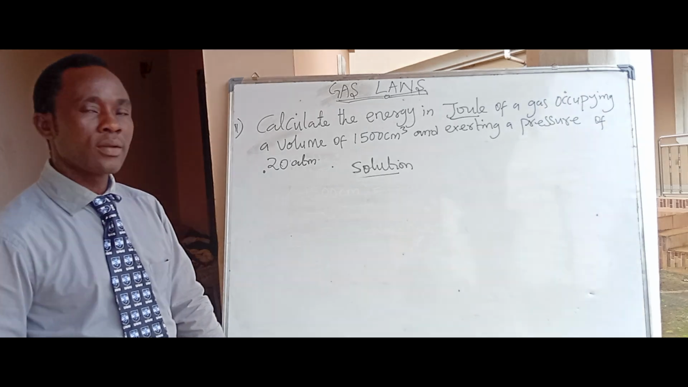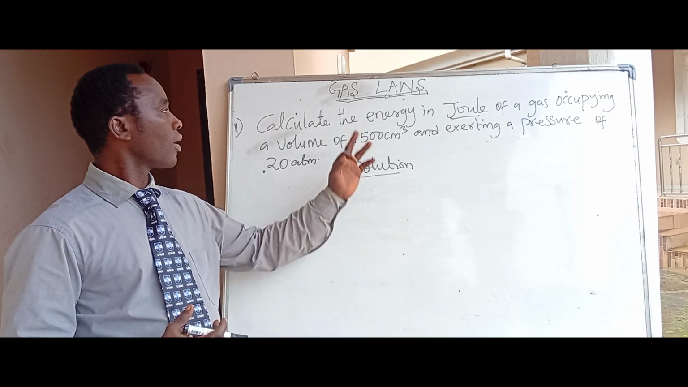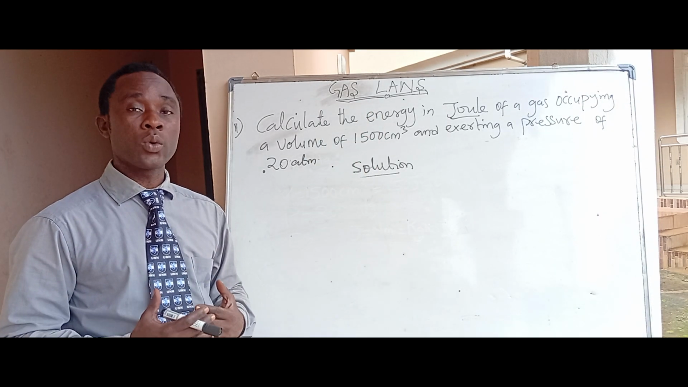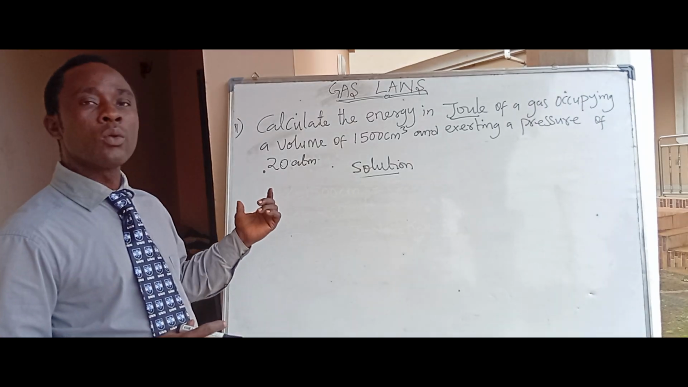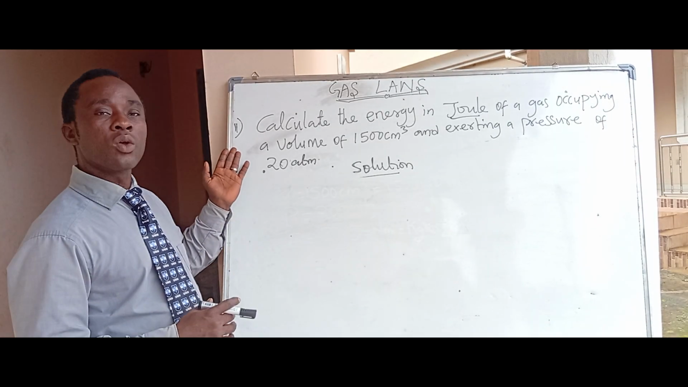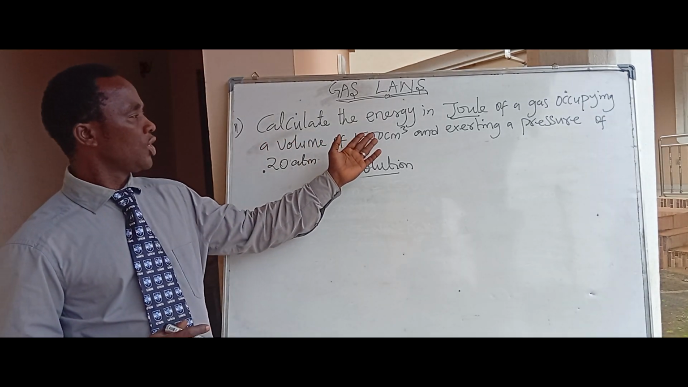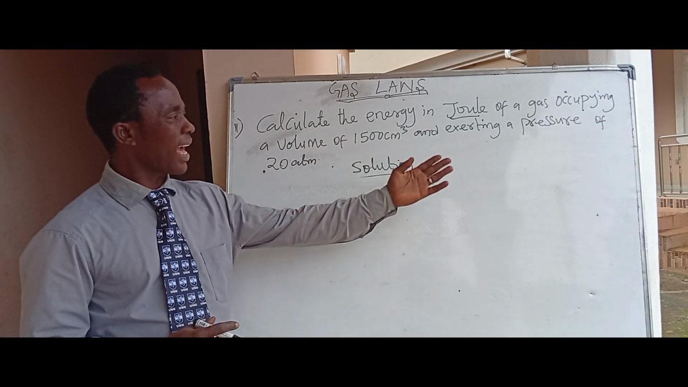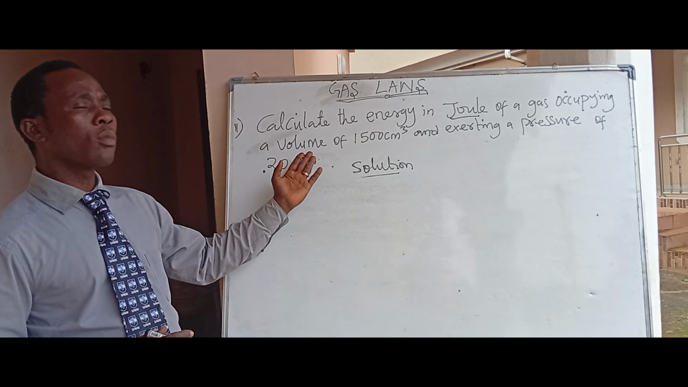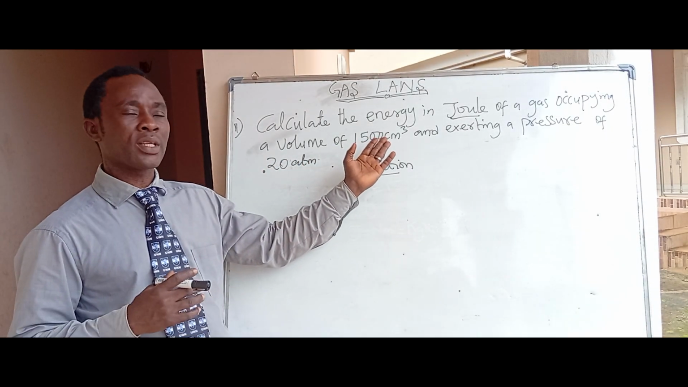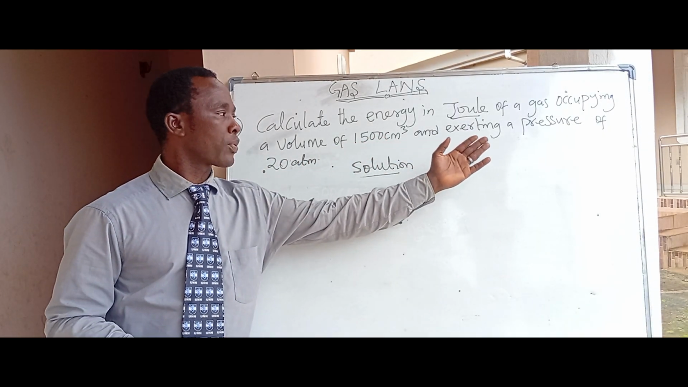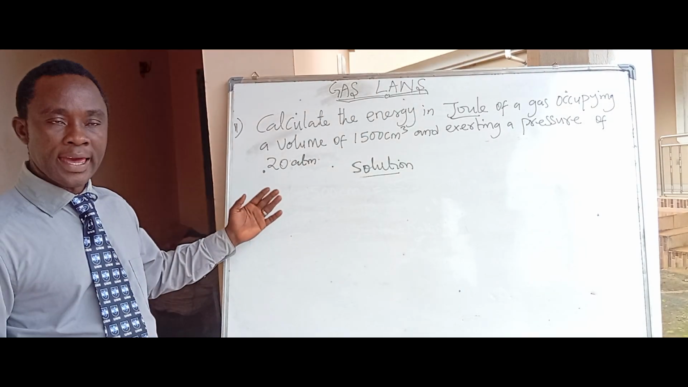Now, today, I'll be taking questions on gas laws. Very important questions on gas laws. Now, if you look at the board, it's already showing question 1. Question 1 says, calculate the energy in joules of a gas occupying a volume of 1,500 centimeter cube and exerting a pressure of 20 atm.